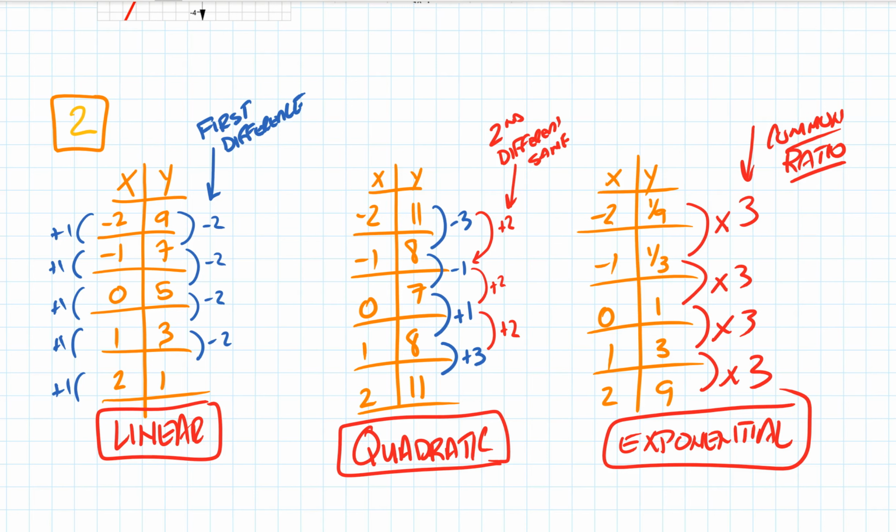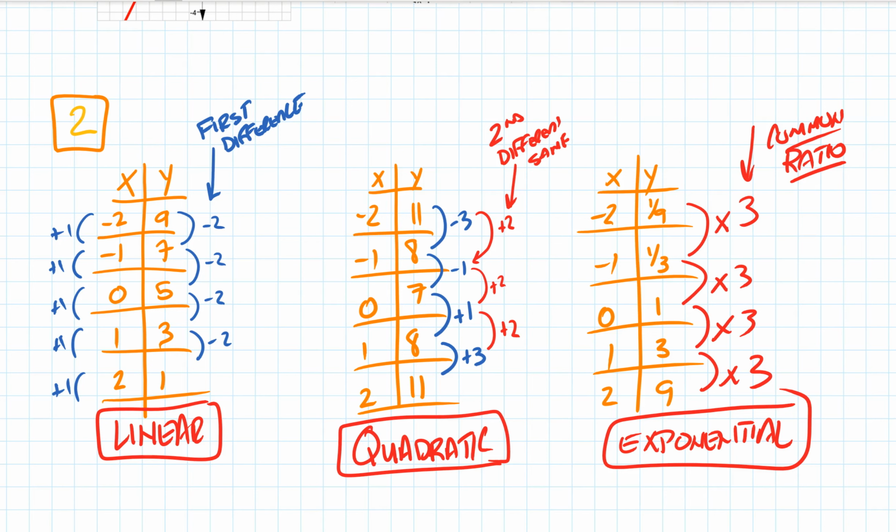But if I take a look at the second difference, i.e. the difference of the difference, 3 and -1 is a +2. -1 and 1, a +2. 1 and 3 is a +2. That represents a quadratic model. That's pretty cool. So for equal changes in x, I get equal changes in the second difference. That represents a quadratic model.